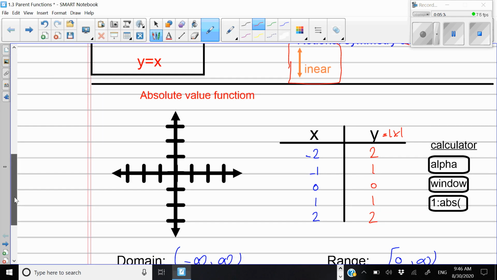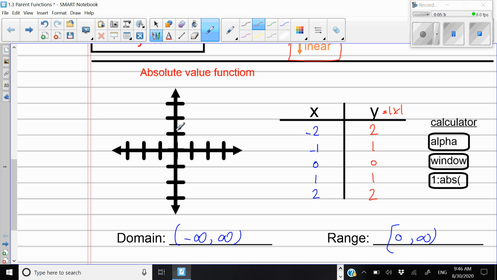Okay, now I'm ready to graph the function: (0, 0), (1, 1), (-1, 1), (2, 2), and (-2, 2).